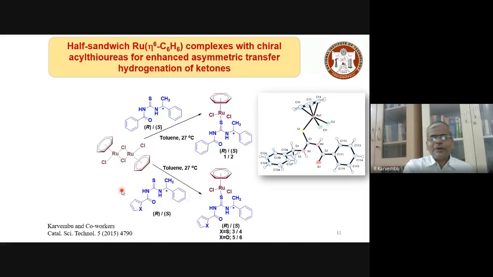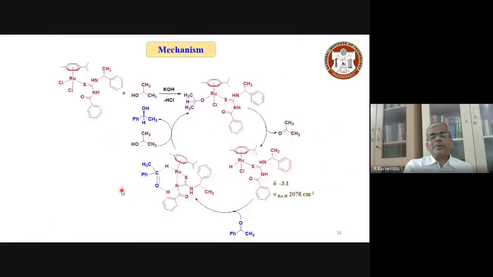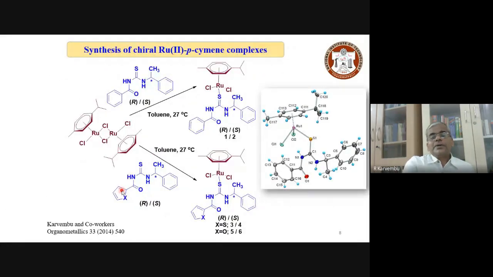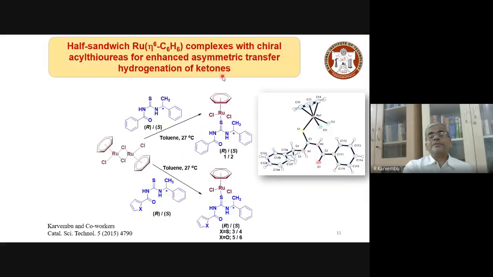Right. Now, this is a very similar system. You just compare. Here, you have the nitrosyl ruthenium complex and a chlorine. You have the acylthiourea ligand. You have para-thymine here. This is a very similar complex.